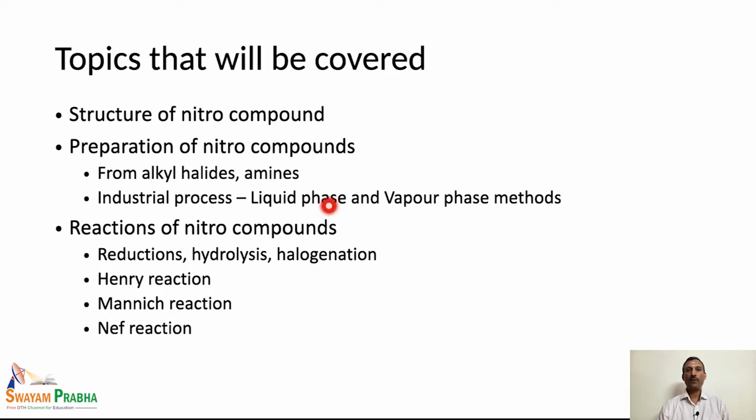After that we will be studying a few industrial processes, mainly the liquid phase and the vapor phase methods. We will also do a comparison between these two methods. Then we will study the reactions of nitro compounds like reduction, hydrolysis, halogenation, etc. We will study a few name reactions like the Henry reaction or the nitroaldol reaction, the Mannich reaction and the Nef reaction, which produces ketones from nitro compounds.